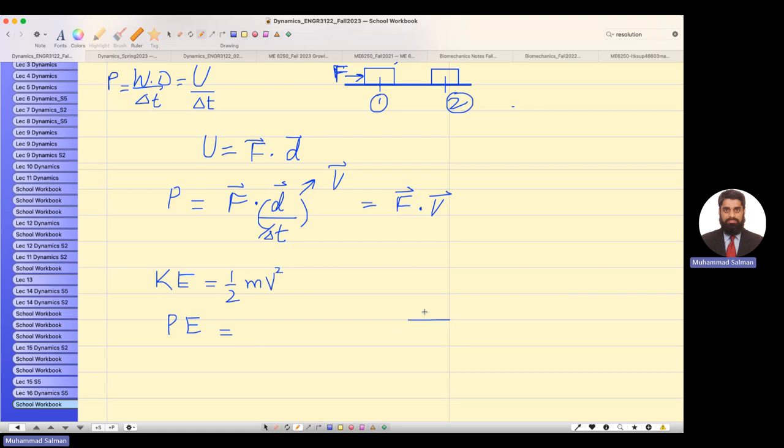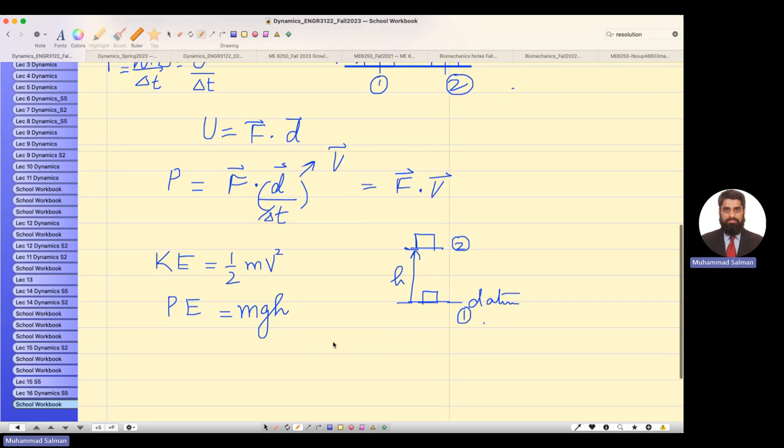For example, if you have a block of mass, you move it to a new position which is higher than the datum line. Suppose this is our datum line, and the new position is 2. Then you have moved it to a higher position than the datum line. If you move the block or any particle above the datum line, you gain potential energy. And if you move it below the datum line, you lose potential energy. You will see in the slides that the datum line is a reference line. And when you move the particle above it, you gain potential energy. When you move it below it, you lose potential energy. So in this case, it's mgh.